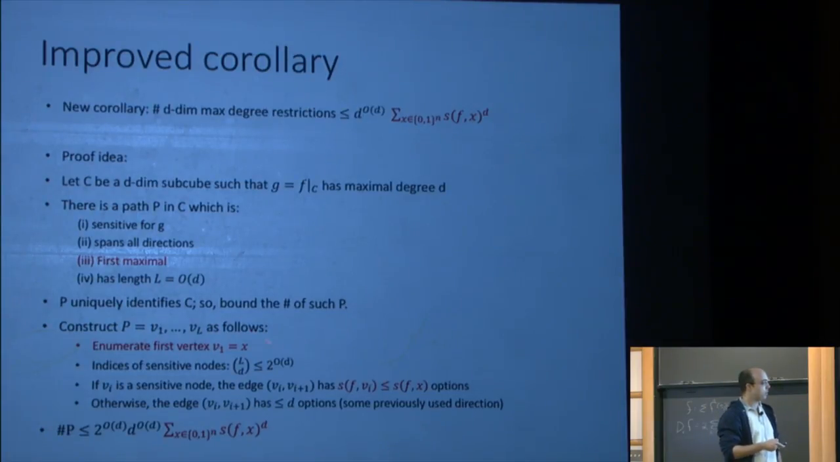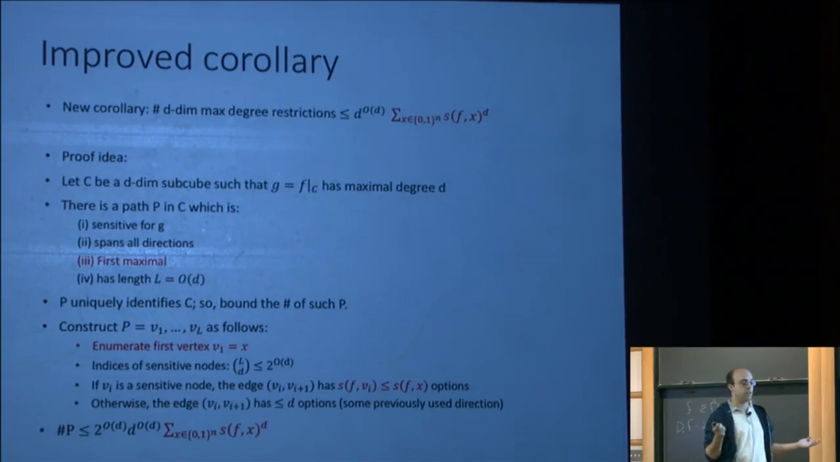The red path was the only part that changed. So we have this path that is more powerful. We enumerate the first node v1. v1 is some point x that is random in the cube. All the other sensitive nodes in this path have lower sensitivities than x, so we can just use x to bound all the sensitivities. We just get the sum of sensitivity to the d. Okay, so if you can put in this more powerful lemma, then everything else comes for free.